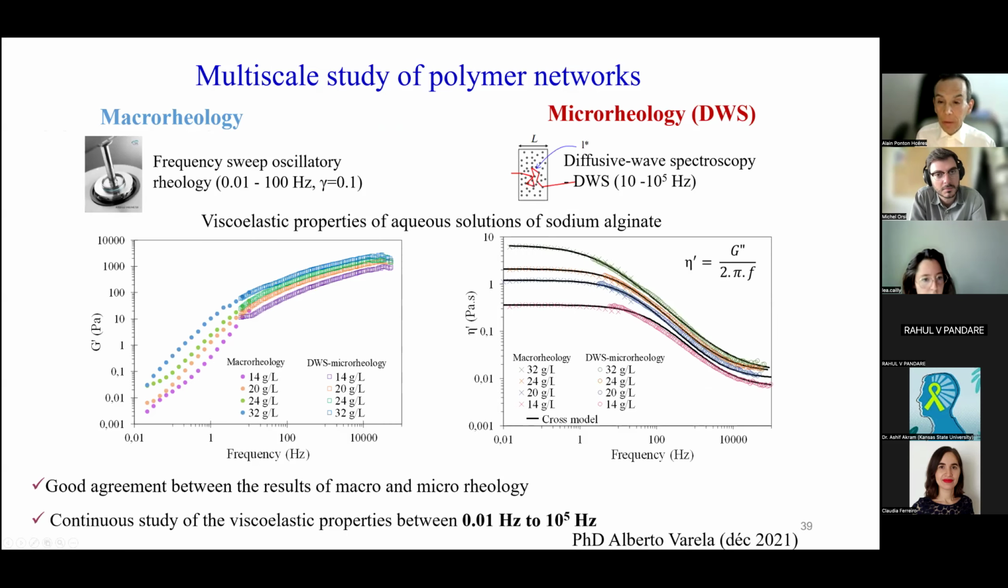Here you can see the correlation between macro-rheology and micro-rheology. Here you have the elasticity as a function of frequency. This point corresponds to macro-rheology. This point corresponds to diffusing wave spectroscopy micro-rheology. And you can see that the main advantage is to extend the frequency range of the determination of viscoelastic properties.